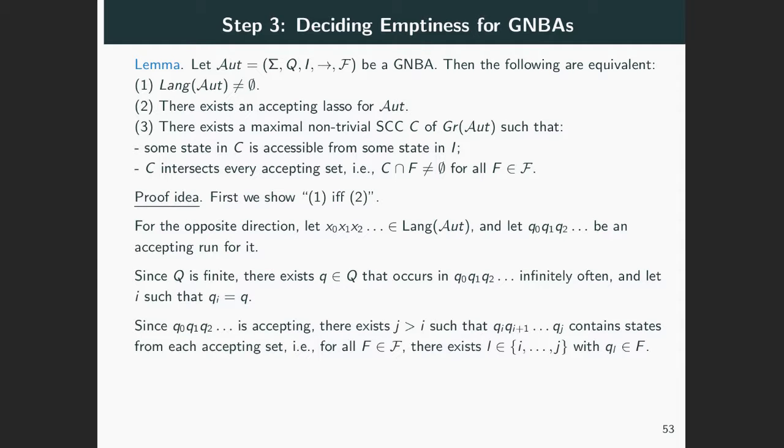Since the run is accepting, it means that it visits all the accepting sets infinitely often. And let's pick a position j further up in the future, greater than i, so that between i and j, all the accepting sets have been visited. In other words, the portion of the run between qi and qj contains states from every accepting set.